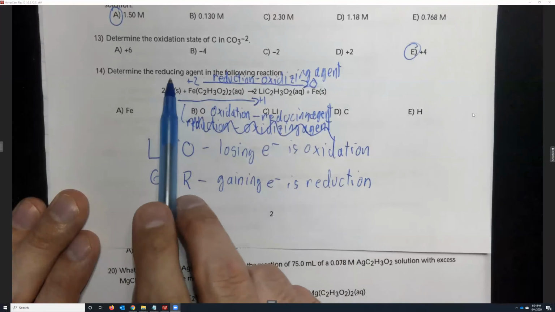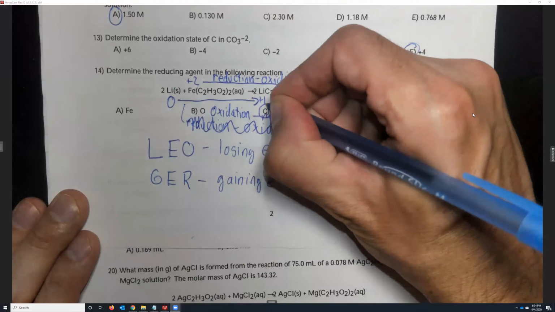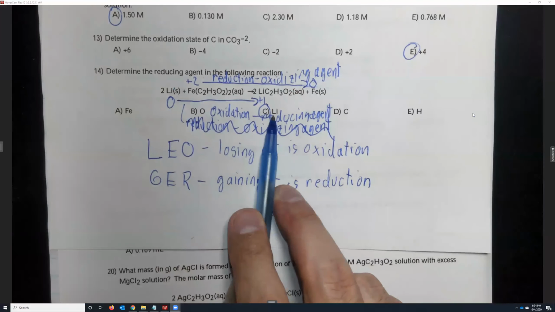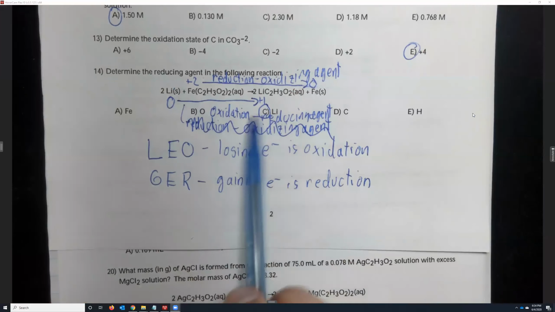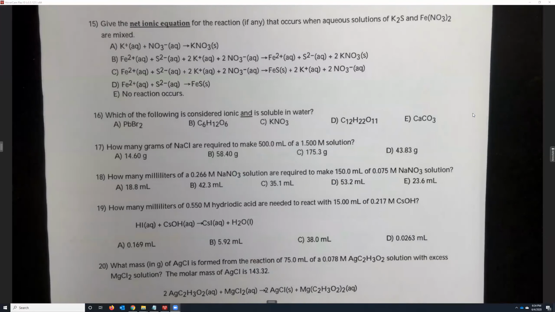It asks us for the reducing agent. The reducing agent is, it's kind of hard to see because I wrote over it, but it's lithium. Okay, so lithium is the reducing agent. Sorry about that. It's written right there and I made a mistake. All right. All right, let's look at the next one.